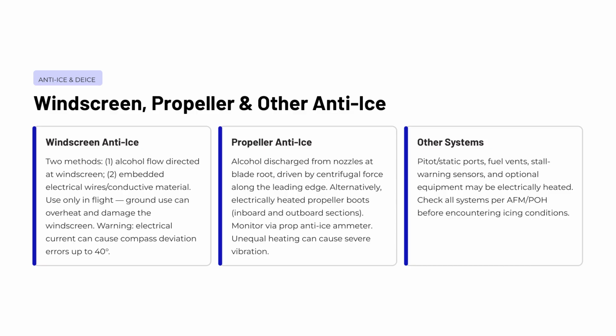For propeller anti-ice, alcohol can be discharged from nozzles at the blade root, where centrifugal force then carries it along the leading edge. Some aircraft instead use electrically heated propeller boots, which have both inboard and outboard heating sections. Monitor the prop anti-ice ammeter closely. If one section is heating unevenly, it can produce severe vibration, which is your warning that something is wrong.